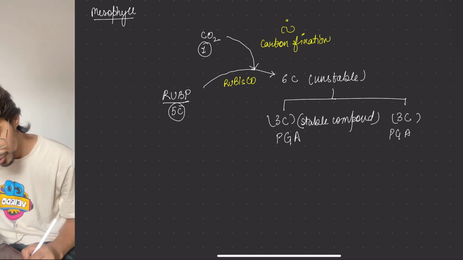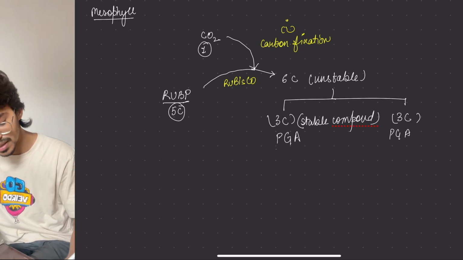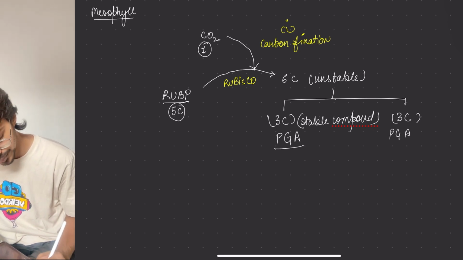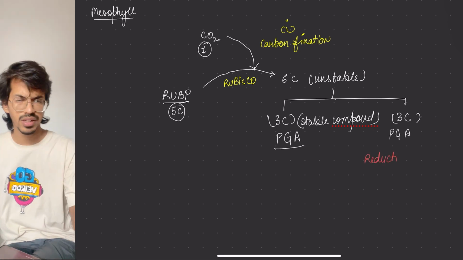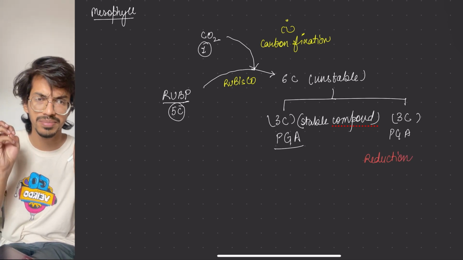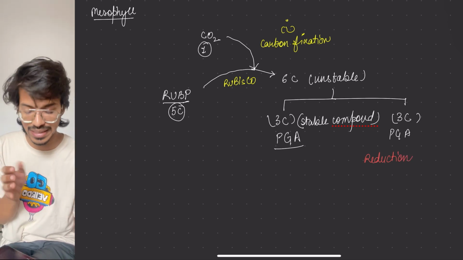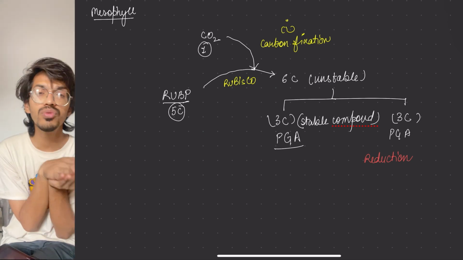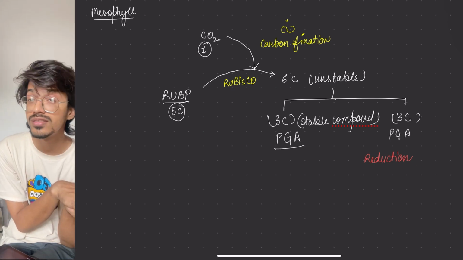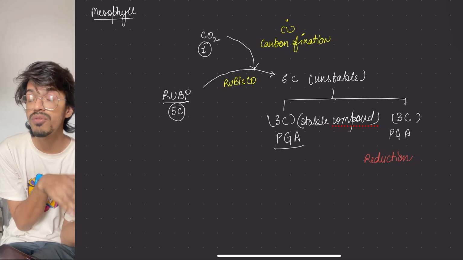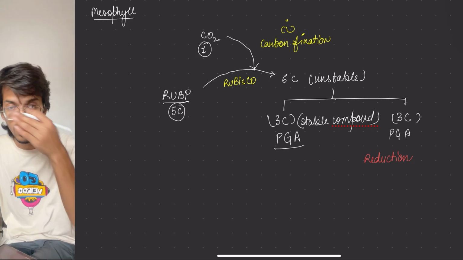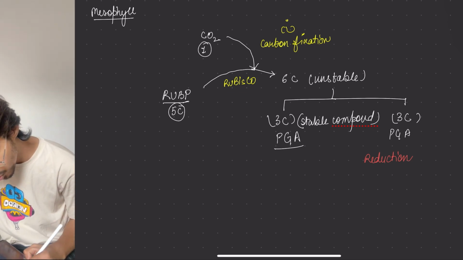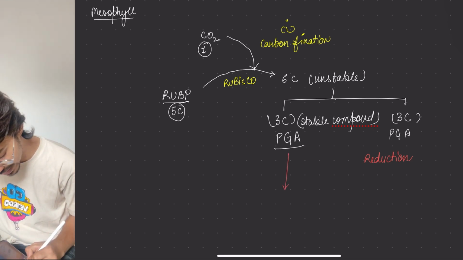Now what will happen with the phosphoglyceric acid? The next step will start, and that is known as reduction. Everyone knows reduction from redox reactions, so I'm not explaining it in depth, just remember that reduction happens. In reduction there is a removal of oxygen. So over here also from the acid, oxygen will go, and it will change into an aldehyde.